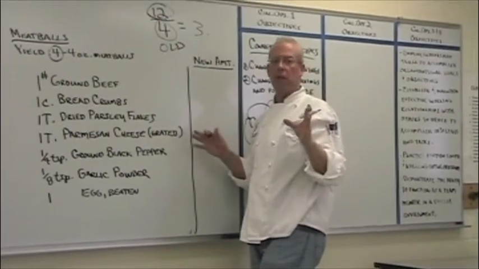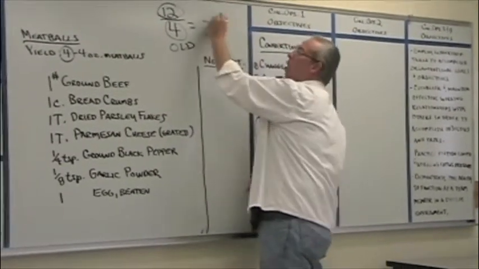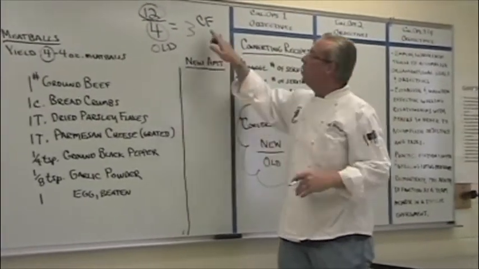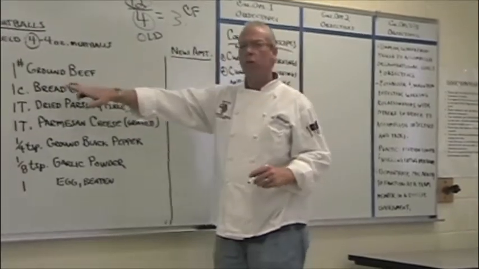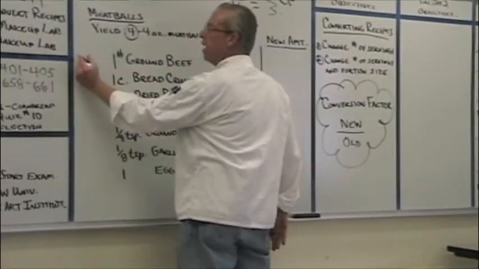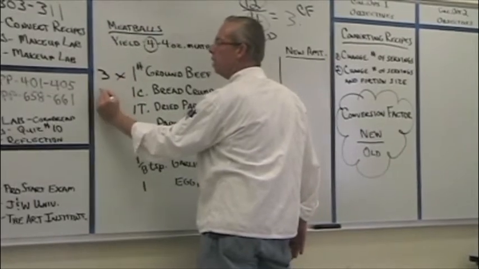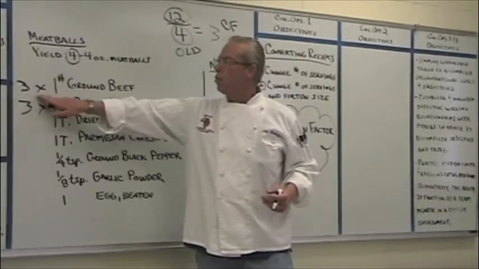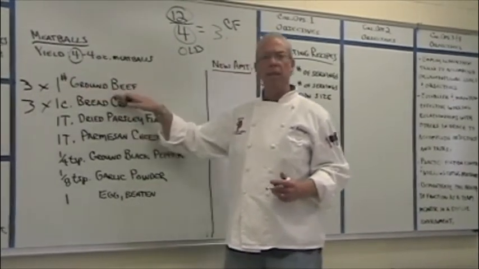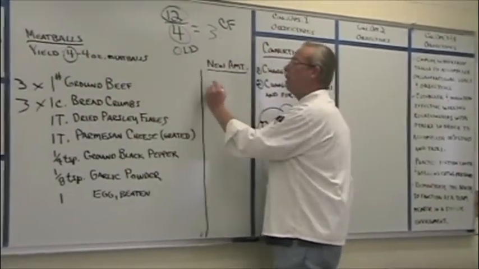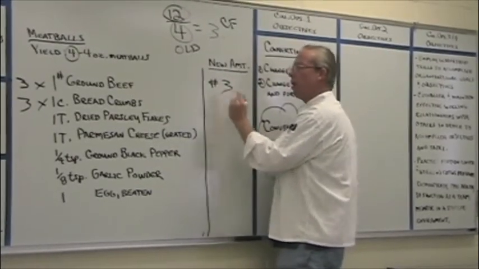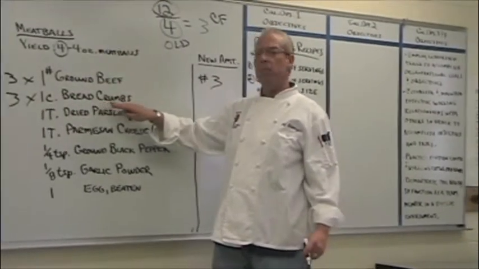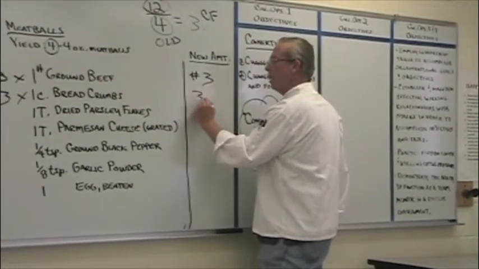Now, what do I do with the 3? This is called the conversion factor. Remember, the conversion factor is new over old. So now with this conversion factor, I'm going to go to the recipe and I'm going to take that conversion factor times everything in the recipe. So 3 times 1 pound of ground beef, the new amount would be 3 pounds of ground beef. 3 times 1 cup of breadcrumbs would equal 3 cups.